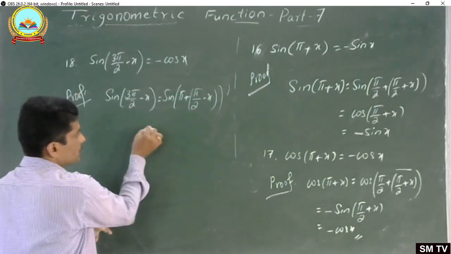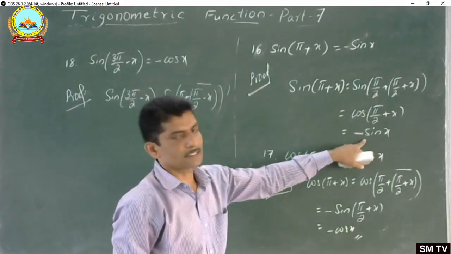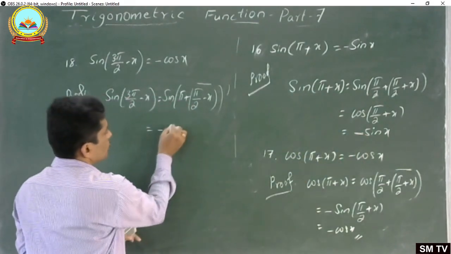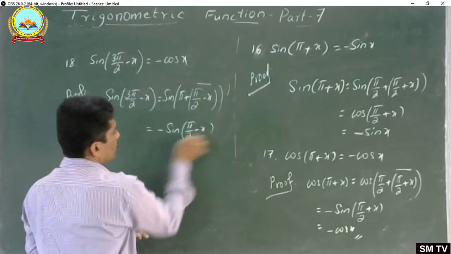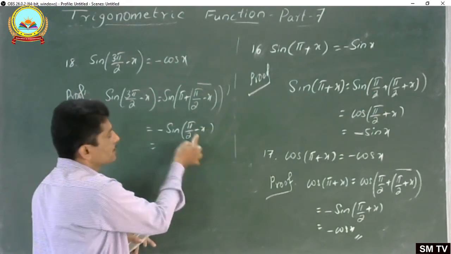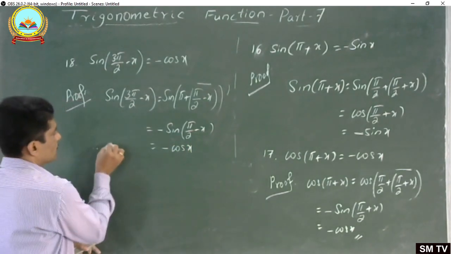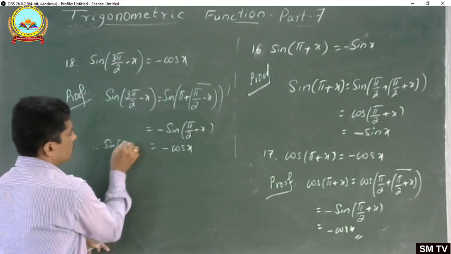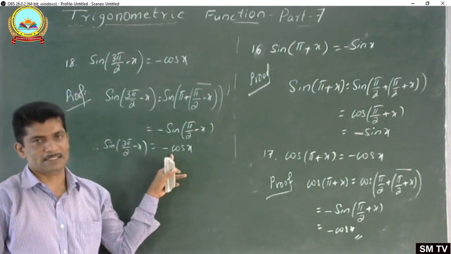Using the previous result, the sine of pi plus x form, what is the value of sine of pi plus x? Minus sine x. Its value is equal to minus sine, here x means pi by 2 minus x. What is the value of sine of pi by 2 minus x? Its value is cos x. Therefore, the answer is minus cos x. Therefore, we can say that sine of 3 pi by 2 minus x is equal to minus cos x.